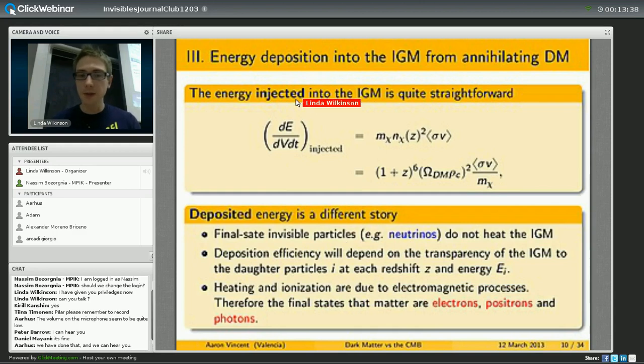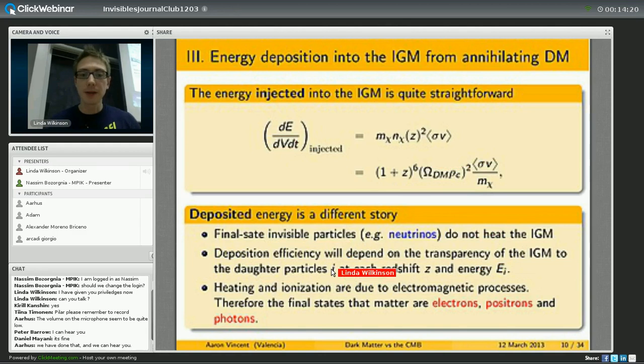So this was the injected energy from annihilation. The deposited energy is a different story. What I mean by deposited energy is the amount of energy that's released that actually gets injected into the intergalactic medium to either heat it or to ionize the medium. So the final state particles that are so-called invisible, or that don't interact electromagnetically, don't heat the intergalactic medium. So neutrinos from this type of annihilation will just stream away until the present and have no effect, direct or indirect, on the CMB.